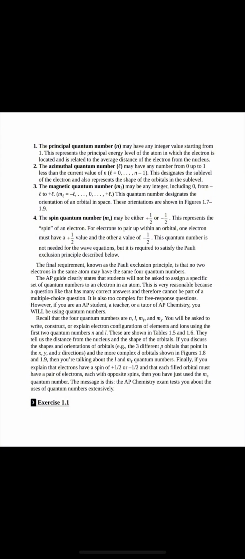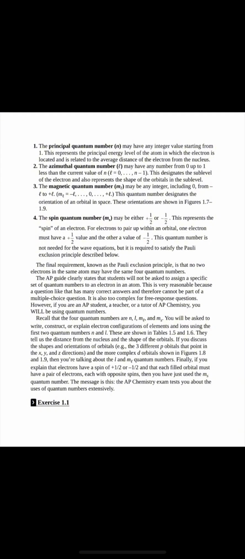Quantum numbers. Erwin Schrödinger developed the wave equations describing the probabilities of where the electrons are located in the atom. As mentioned earlier, these equations require 3 integers, called quantum numbers, which describe each electron. The quantum numbers have definite rules for their possible values. The principal quantum number, n, may have any integer value starting from 1. This represents the principal energy level of the atom in which the electron is located and is related to the average distance of the electron from the nucleus.